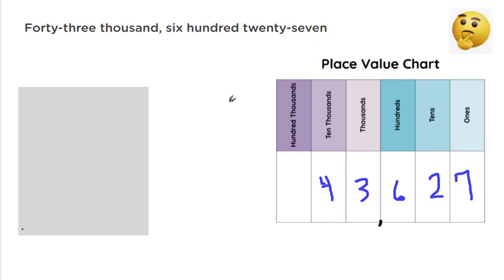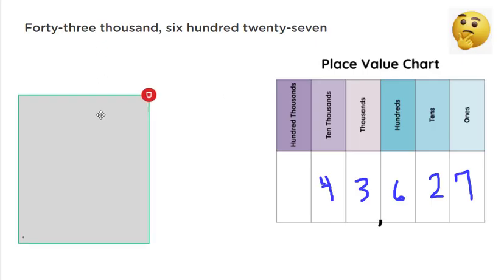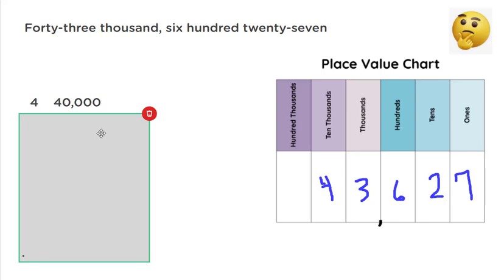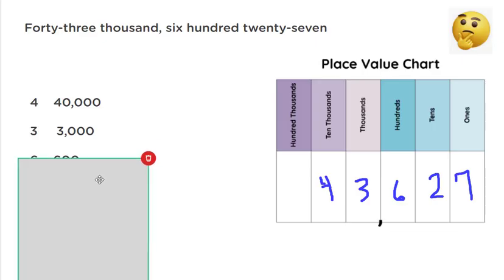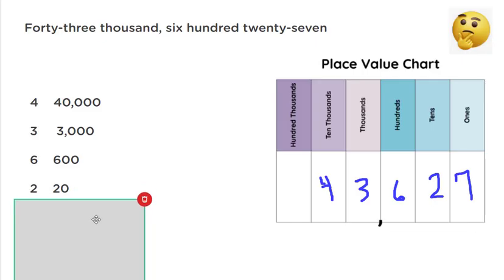And this is where I can come back and pull down my cover over here, right? My 4 is in the 10,000s place. So that is 10,000 times 4 is 40,000. My 3 is in the thousands place. 3 times 1,000 is 3,000. My 6 is in the hundreds place. 6 times 100 is 600. My 2 is in the tens place. 2 times 10 is 20. And then I have my 7 in my ones place. That is broken down.